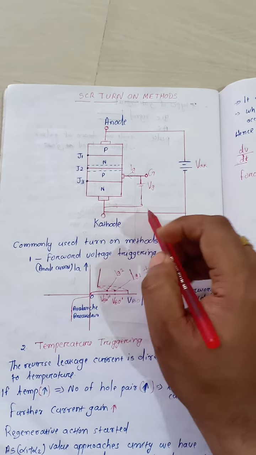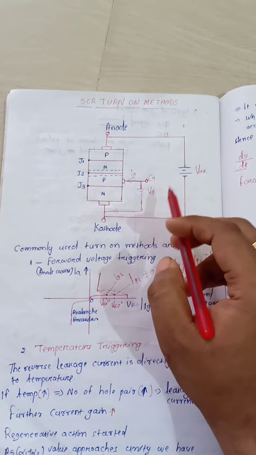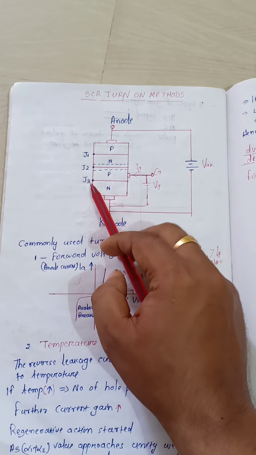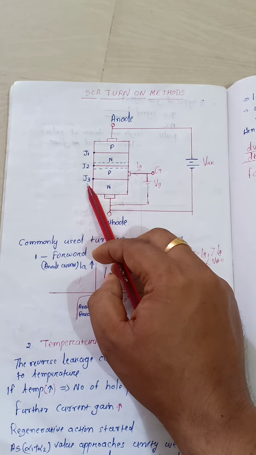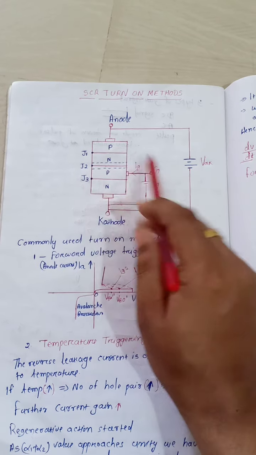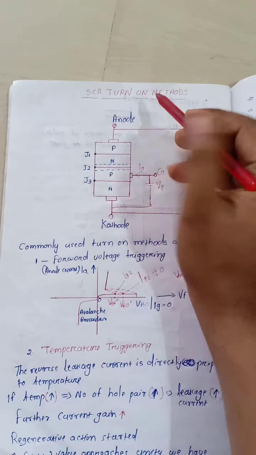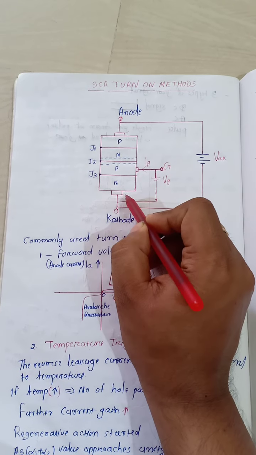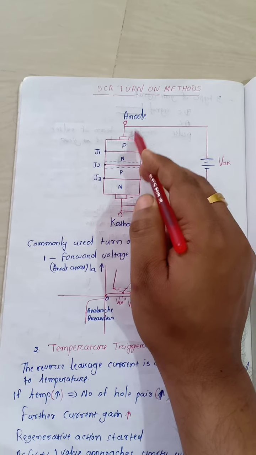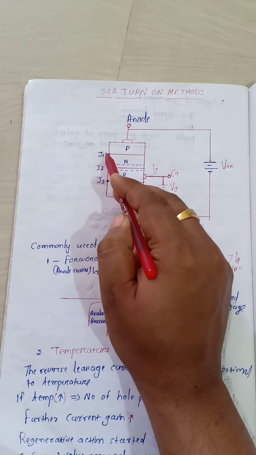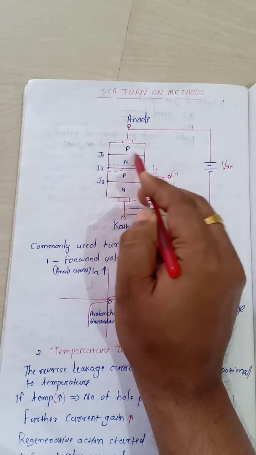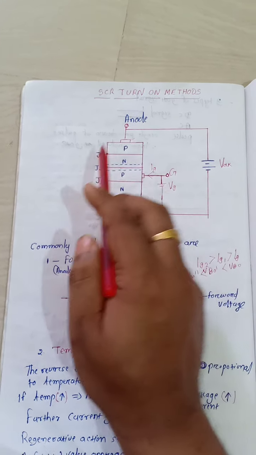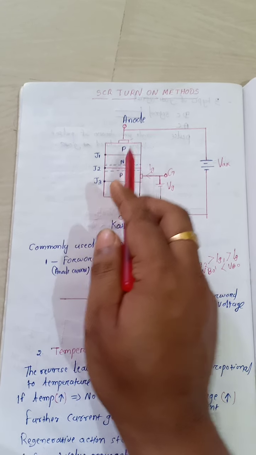We will first analyze this circuit having Ig equal to 0, that is, there is no gate pulse applied in the gate terminal. So when Ig equal to 0 and with this forward voltage, the J1 and J3 junctions will be forward biased. Why is it forward biased? As the anode is connected to the positive terminal of the battery, here P is connected to the positive and here N is connected to the negative side. So when P is positive with respect to N, this PN junction diode will get forward biased. So this J1 junction is forward biased.